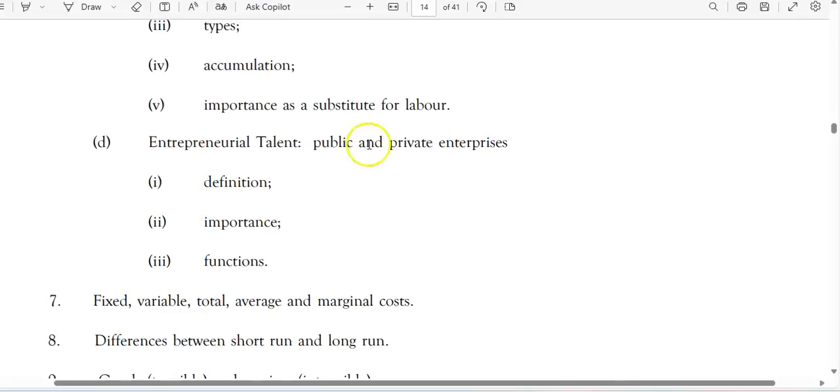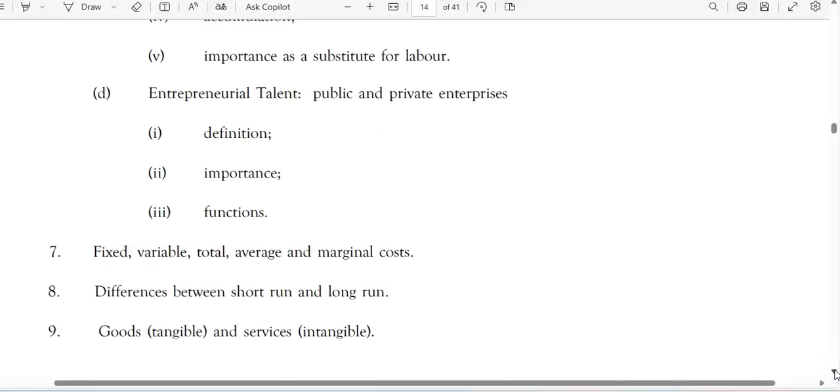All right, guys, so that's it on entrepreneurial talent. If you need more information, you can do a little research on your own. But if you're asked to describe the factors of production, these are the topics that you should talk about. If you're writing an essay, you're going to talk about the definition, the importance, the functions, and all the other parts that we have spoken about earlier in the video.